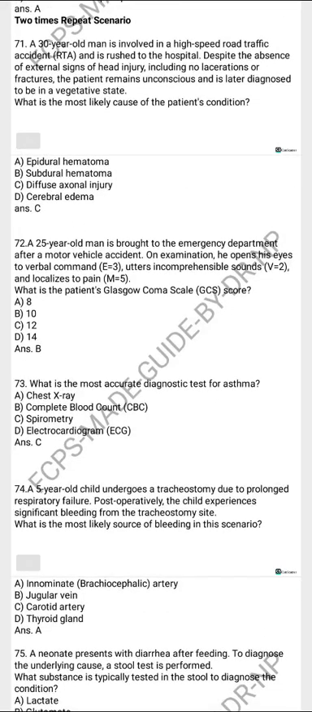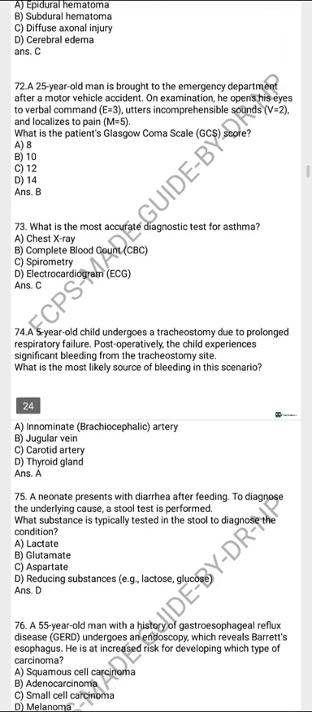A 25-year-old man is brought to the emergency department after a motor vehicle accident. On examination, he opens his eyes to verbal command, utters incomprehensible sounds, and localizes to pain. The Glasgow Coma Scale is 10 in this case.